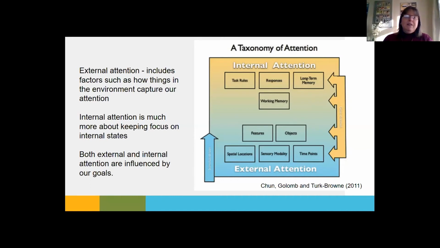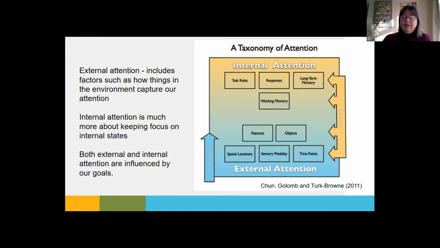We also have something that's called external attention, which is where our attention is captured by different things in our environment. So we might see something new or novel, and we automatically take a look at it. Whereas internal attention is much more about that determined, conscious kind of process where we are motivated to attend to something. And certainly our goals are very important in both of these cases.